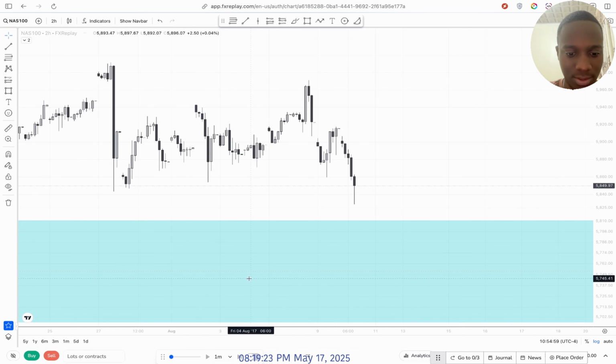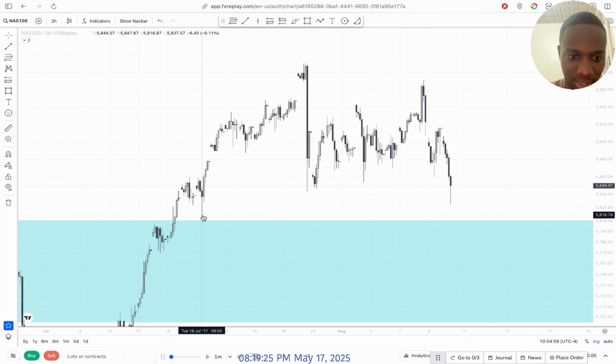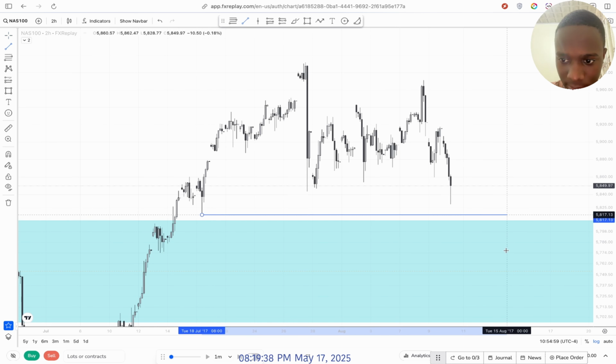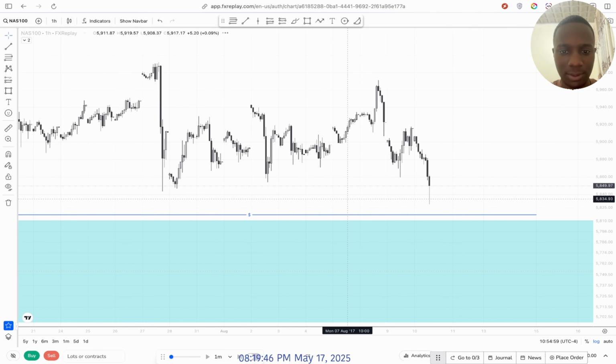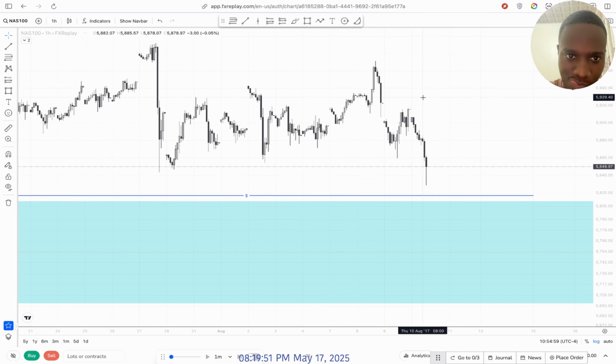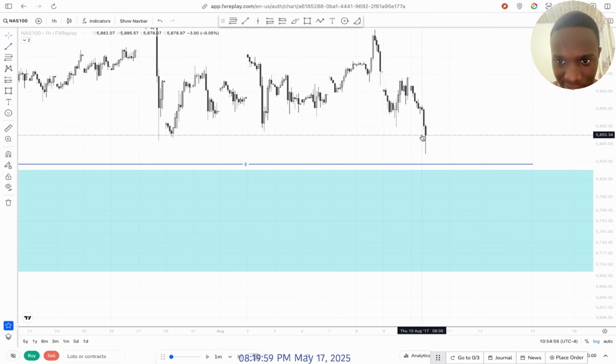Move to 2-hour now. You can still see this low standing out. Reaction from this fair value gap, strong low has created this move. It's a point of liquidity as well. Okay, let's go to the 1 hour. Now we've got a fair value gap here. We've got these highs which were swept, and as a reaction to this fair value gap, let's see if we can get a move to the downside.